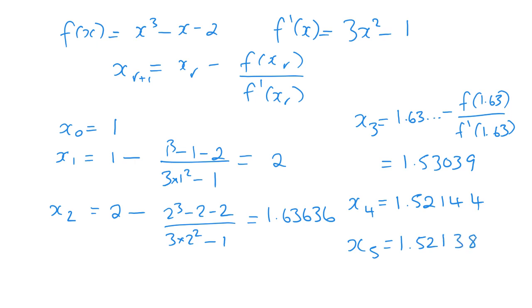Go again, and we get 1.52138. Now hopefully you can see these two here. We have the same answer to 3 decimal places. So we say our answer is 1.521. So if it just tells you to do it to a certain number of decimal places, you keep repeating it until you get the same 3 decimal places.